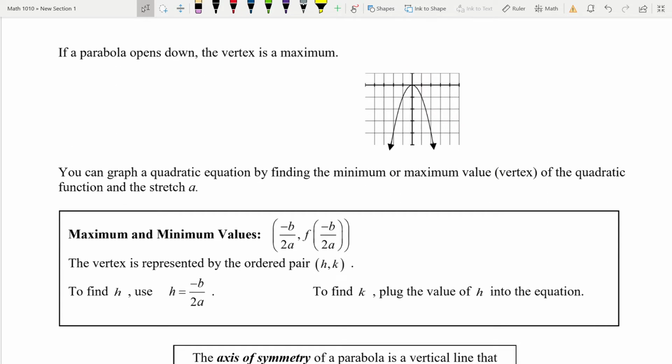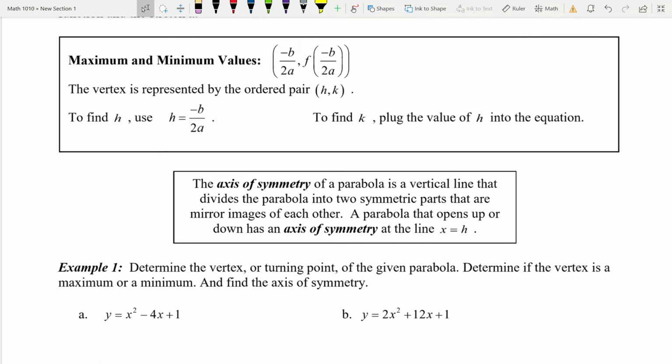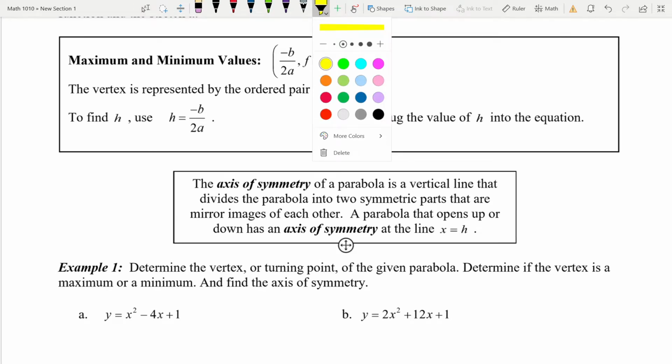If the opening is down, then your vertex is a maximum. So right here, my vertex is 0, 0, and it's actually a maximum. So very simple. I think you've seen this before, and this is definitely a part of 1050.